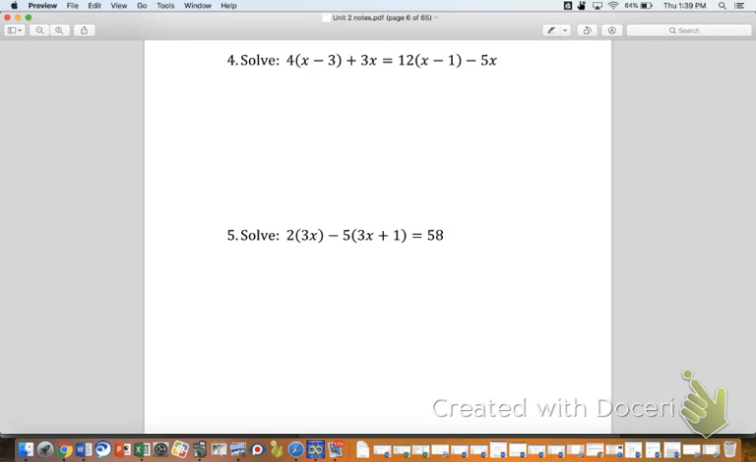Do you guys see any other steps kind of like that? Yeah, the 12. Okay, so the 12 gets distributed there and there. Pay really close attention here. This is, I think, kind of a unique question.